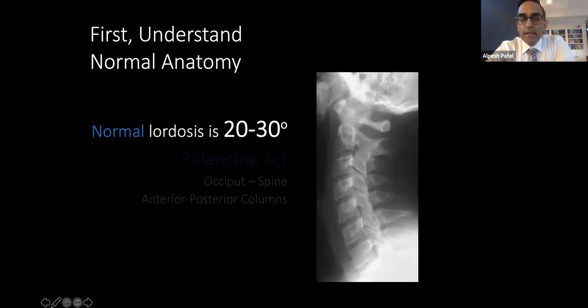Let's first spend a little time understanding what normal anatomy looks like. We use this number a lot of normal lordosis being somewhere between 20 to 30 degrees. But we need to remember that lordosis will vary in the cervical spine. It'll vary by age. As we get older, there's less lordosis through the subaxial spine and maybe more of the lordosis through occiput, C1, C2. So keep in mind that normal numbers will vary based on age.